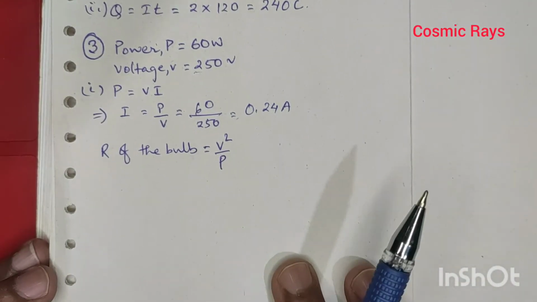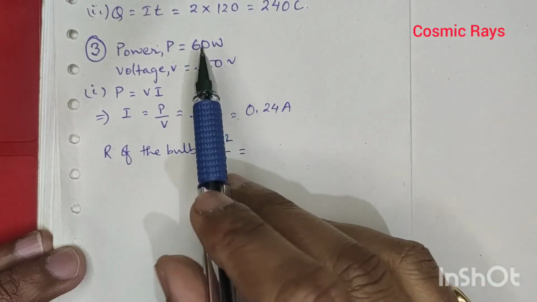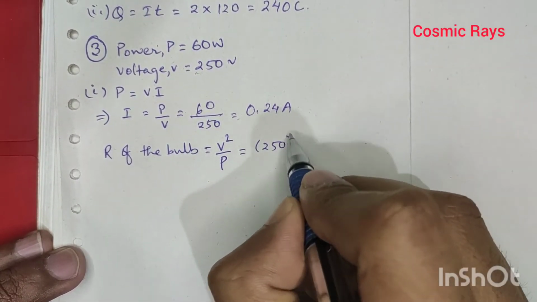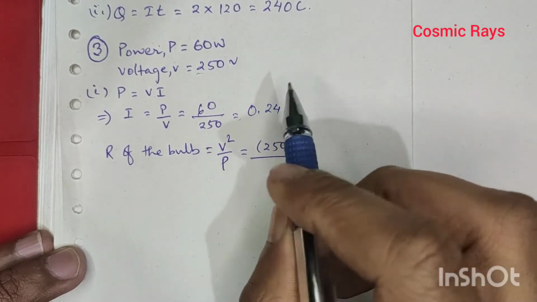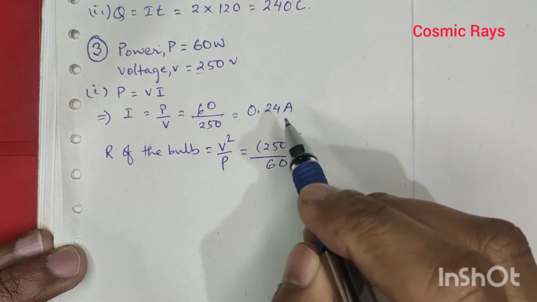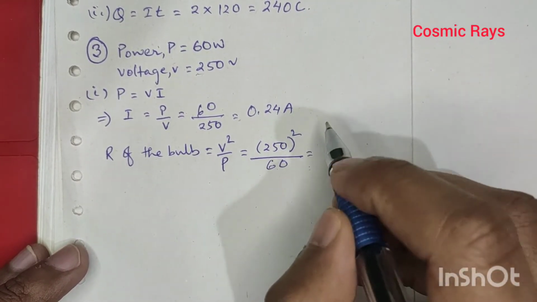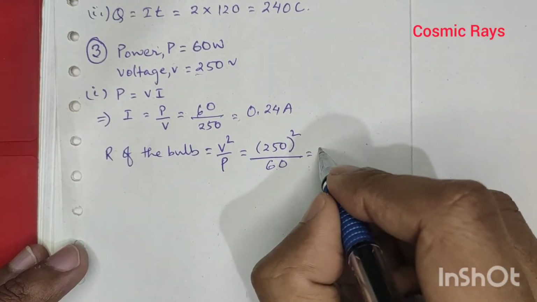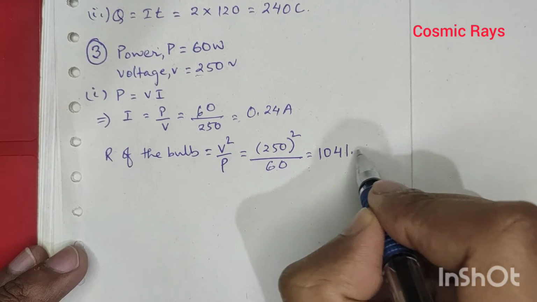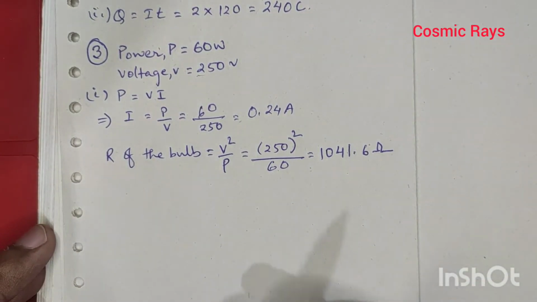So with this we have the value of V, that is voltage, is 250, square it, divided by the power, that is 60 watt. So if you divide it, you can use a calculator because ICSE allows calculator. Then we have 1041.6 ohms. This is the resistance of the bulb.